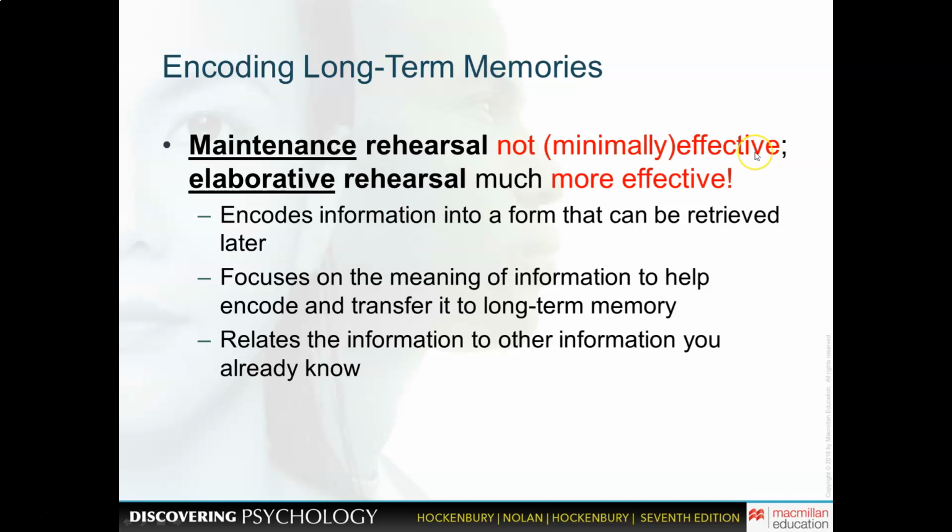But there's a certain type of rehearsal that is found to be much more effective, and that's what's known as elaborative rehearsal. Elaborative rehearsal is basically what I'm doing. As I introduce you to a new term, then I start to elaborate on it. I start to give examples. Well, that's what's called elaborative rehearsal. I start elaborating upon the information. And that has been found to be much more effective in encoding information into our long-term memory.